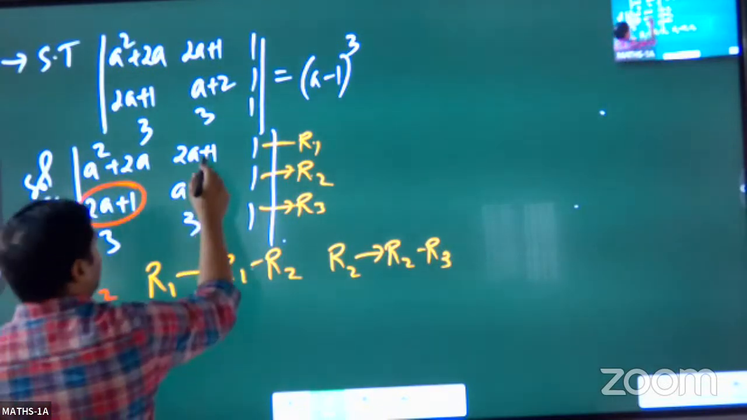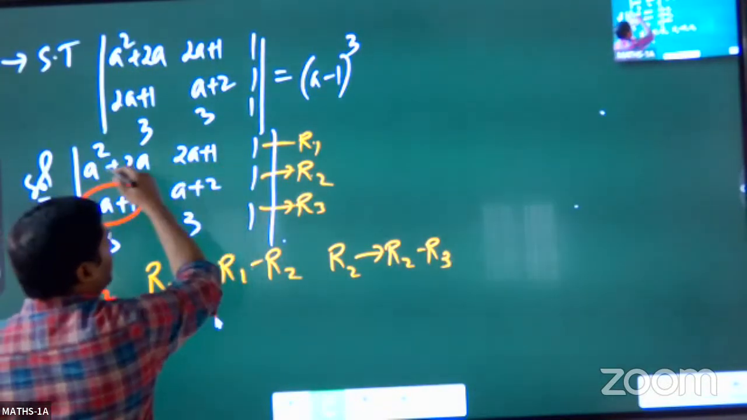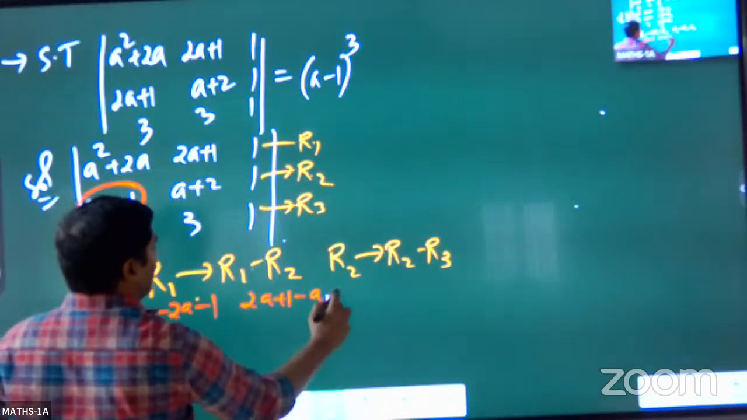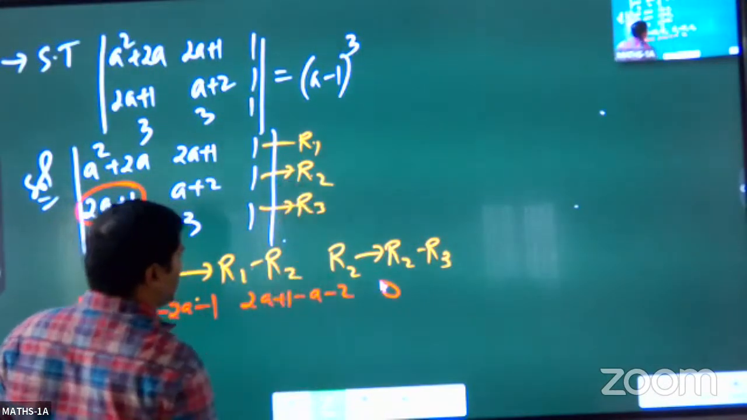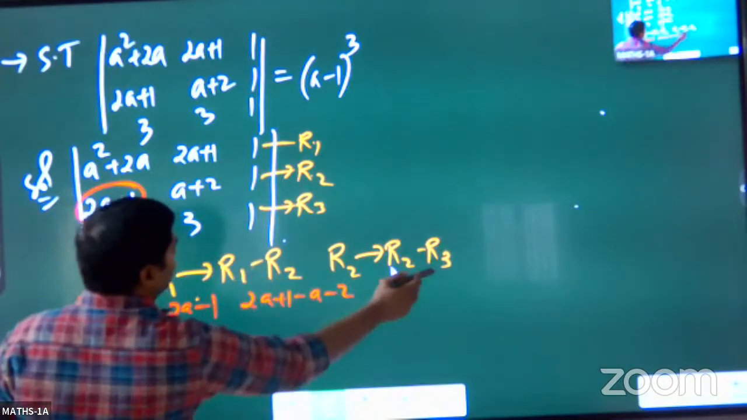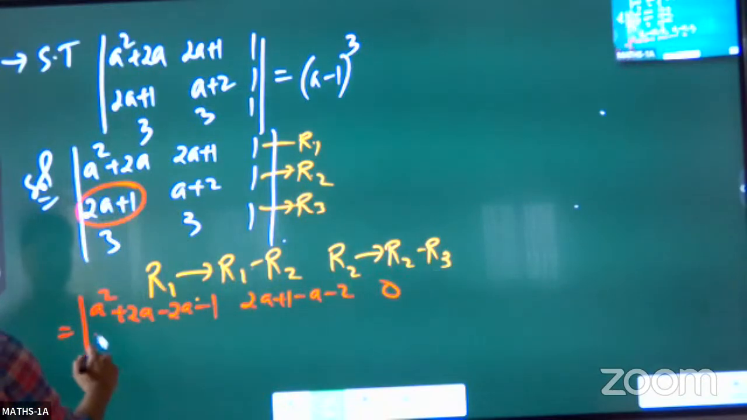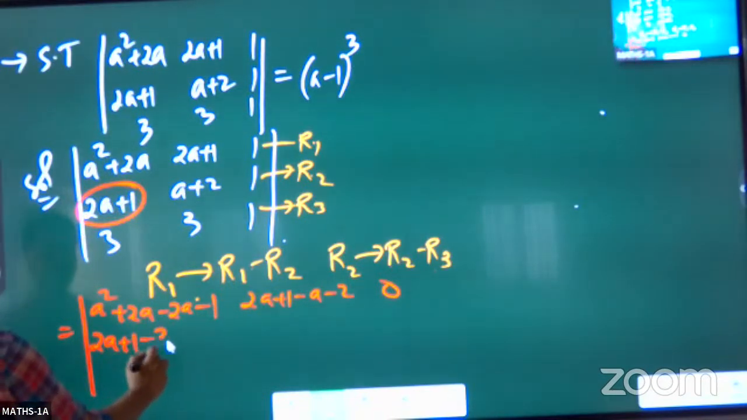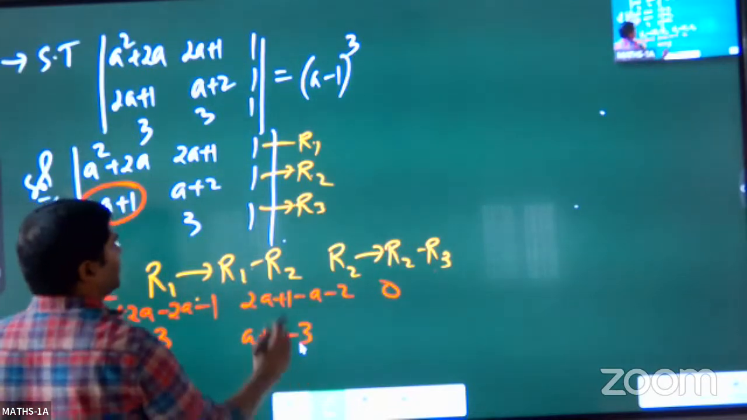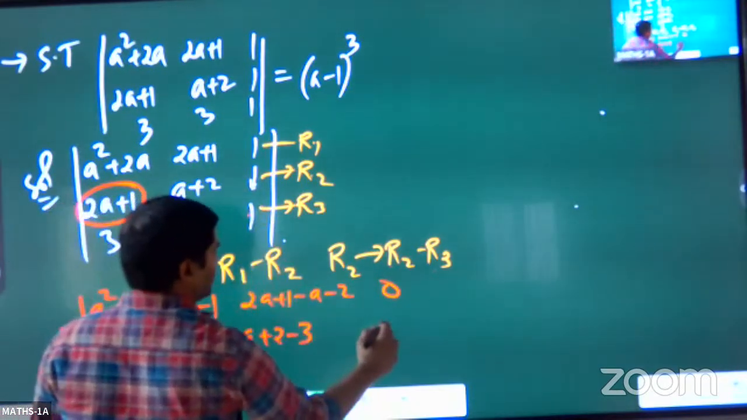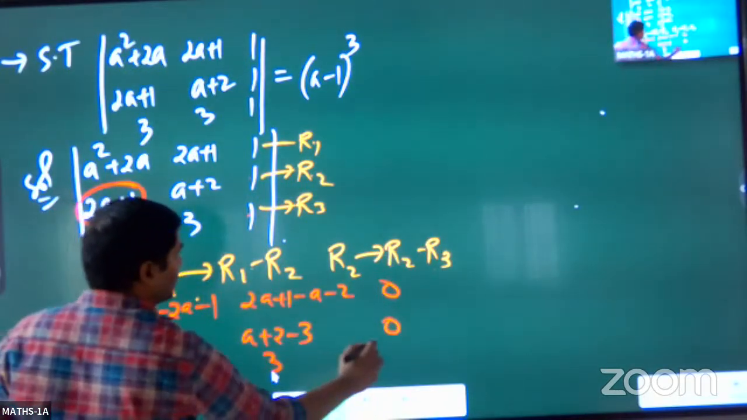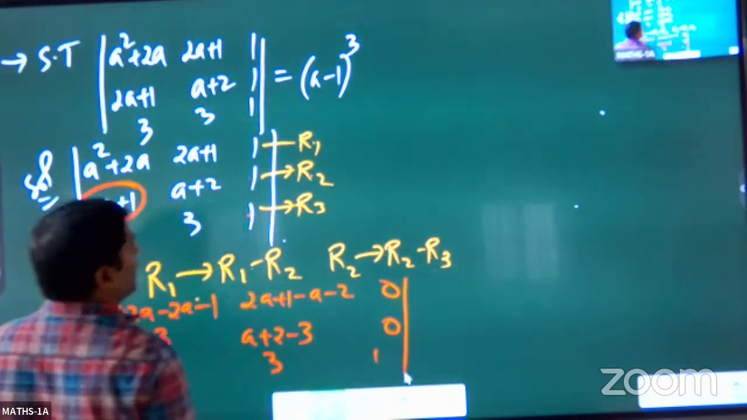Next, come here. Same, complete R1 minus complete R2. So 2A plus 1 minus A minus 2. 1 minus 1 is 0. Next, R2 tends to R2 minus R3. That is 2A plus 1 minus 3. Next, A plus 2 minus 3. Next, 1 minus 1 is 0. Your third row will be as it is.